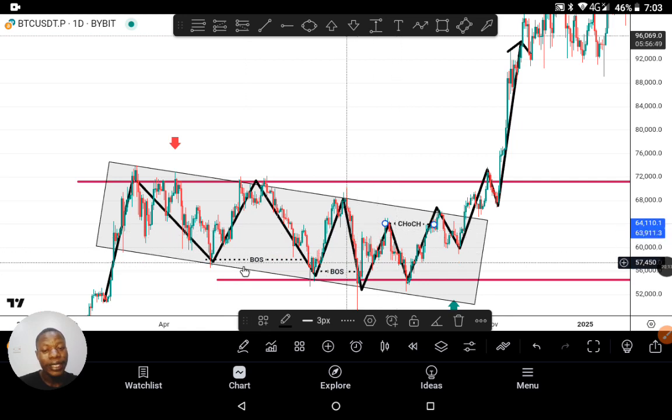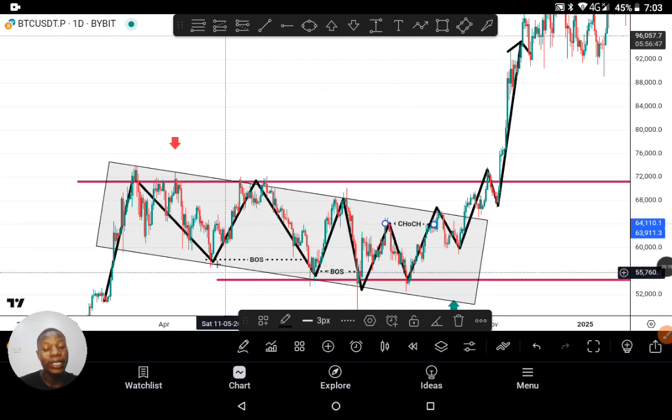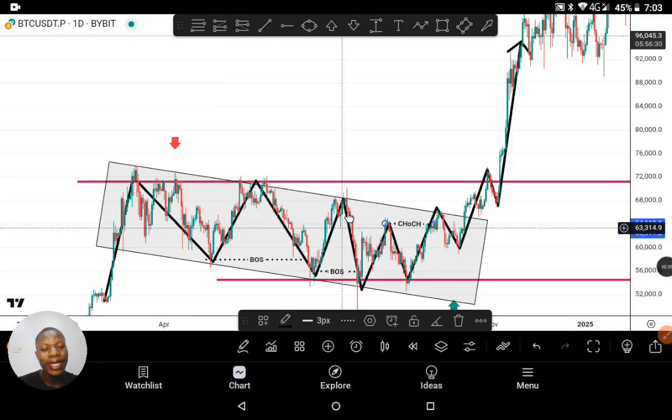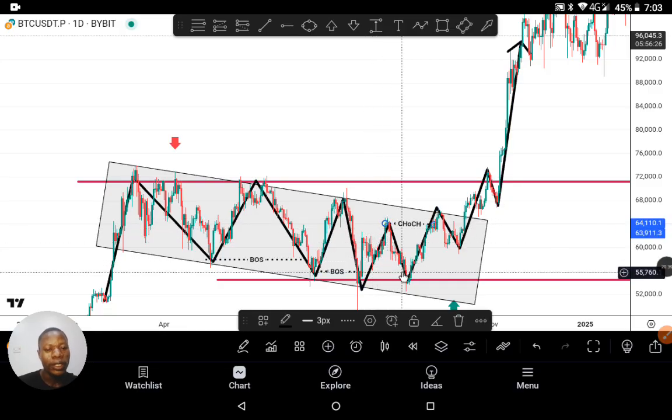So I hope you are getting it. A break of structure is when the market continues to move in a movement pattern, either downtrend or uptrend, by giving you a lower low, creating another lower low in a downtrend, but in an uptrend it will be giving you a higher high. But when the market decides to violate the movement and gives you a sign that it is about to change its direction, that's where you have a change of character. So you have a change of character here.